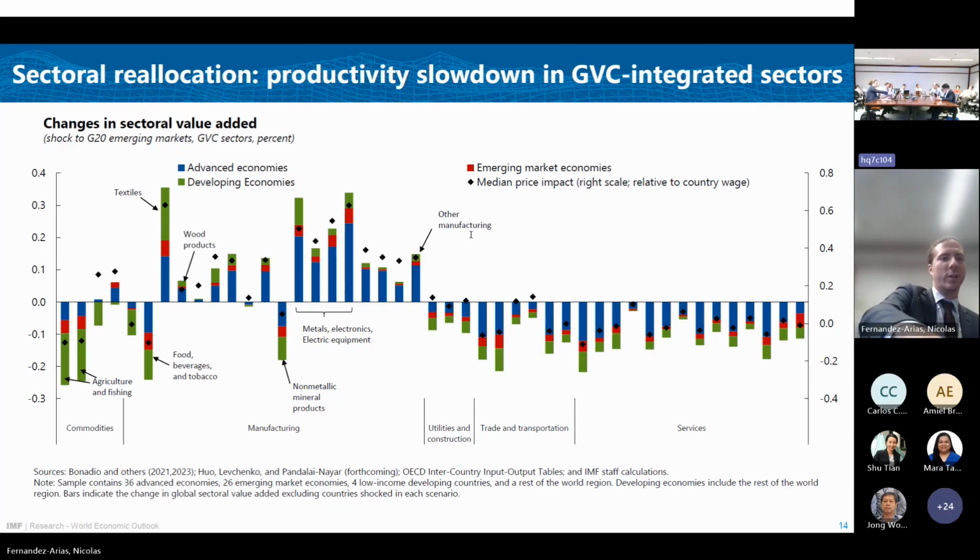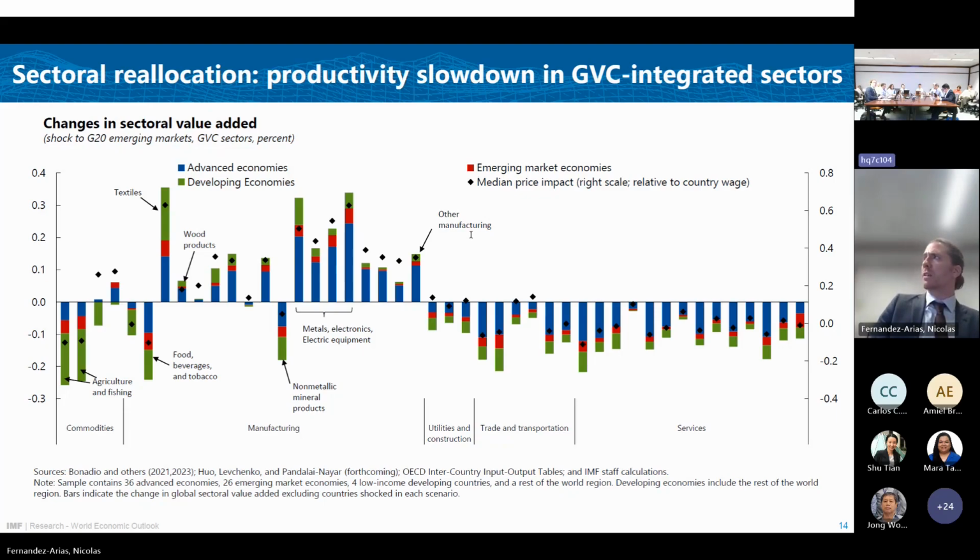You can look at the correlation between the bars and the dots, and that's really just the impact on value added and the impact on the price. So in general, there's a downward bias in the sense that you see a decline even in places where the real price doesn't change, and then you really see expansions where the price increases.